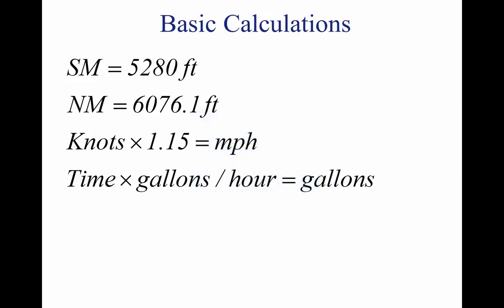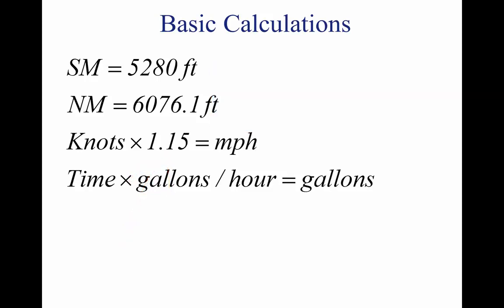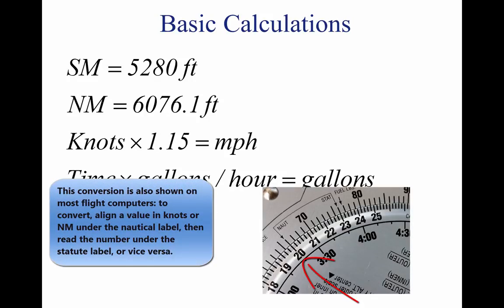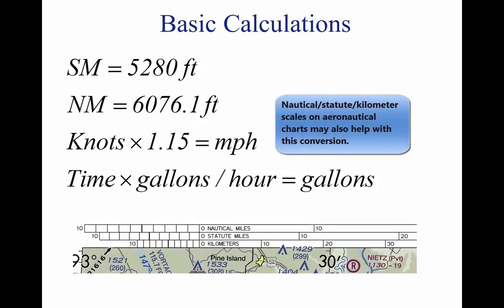Because there are 6,076.1 feet in 1 nautical mile and 5,280 feet in 1 statute mile, the conversion factor is 1.15. To convert knots to miles per hour, multiply speed in knots by 1.15. For example, a wind speed of 20 knots is equivalent to 23 miles per hour. Most flight computers or electronic calculators have a means of making this conversion. Another quick method of conversion is to use the scales of NM and SM at the bottom of aeronautical charts.